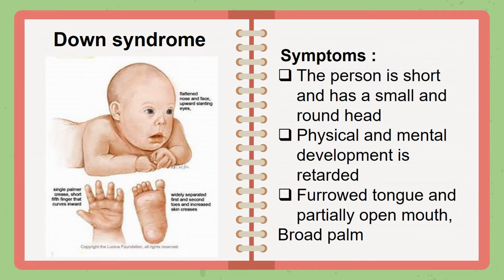So this is an example of a baby who has Down syndrome. The symptoms are the person is short and has a small and round head. The physical and mental development is retarded. It has a furrowed tongue, a partially open mouth, and a broad palm.